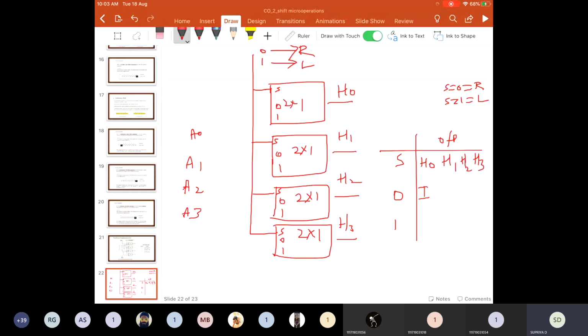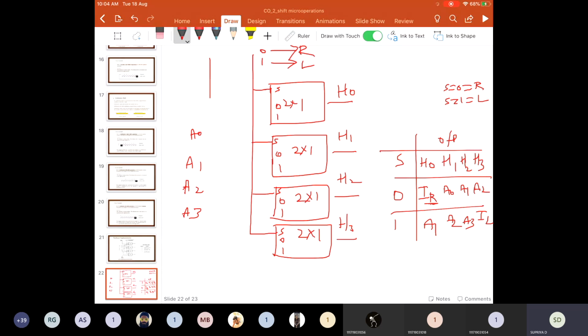So I'll be giving a serial input IR here, A0, A1, A2, because in the right operation, the most significant bit will be inserted with a new information. And when it is 1, I want to insert A1, A2, A3, and the new information, whatever input you are getting from IL, that I want to insert. In this way, shift left and shift right operations can be performed.